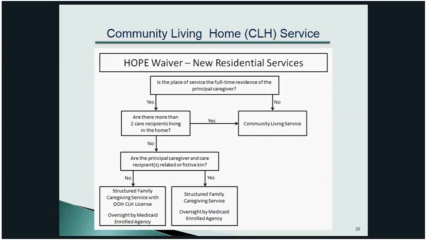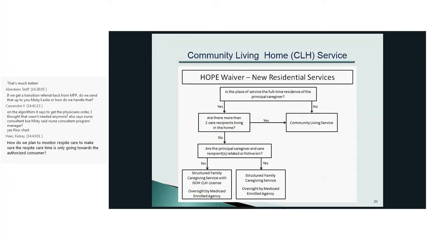Hopefully that makes it a little bit easier to understand the differences between the two residential models and how you as the specialist can determine which might be a possibility for any of the residents or any of the consumers that you're assigned.